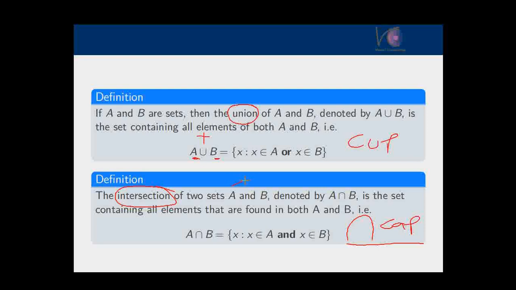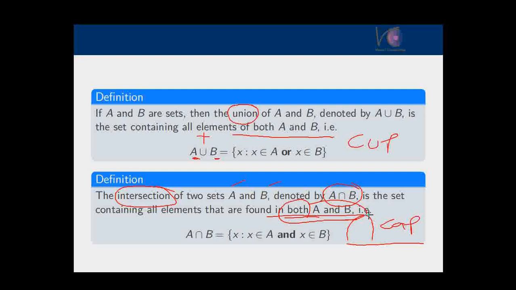We are dealing with 2 sets here, set 1 and set 2. The third set is what is called the intersection. This is a set containing all elements that are found in both A and B. So the key words here are both A and B. Now, what is the difference between of both A and B or in both A and B? These are the key words that we have.